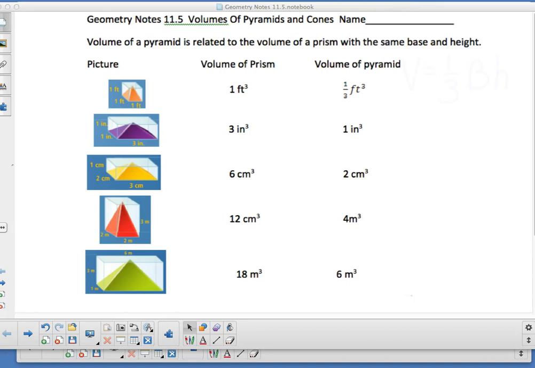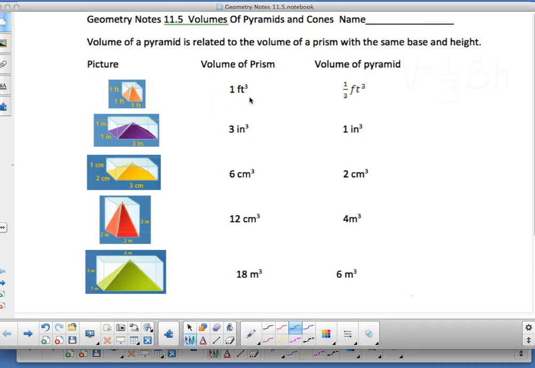We have geometry notes 11.5, okay? And you have the volume of a prism going down here. This is prism volume, okay? The volumes were found with these dimensions over here. This is a 1 by 1 by 1, so I go 1 times 1 times 1. This is a 1 by 1 by 3, 1 times 1 times 3, prism volume.